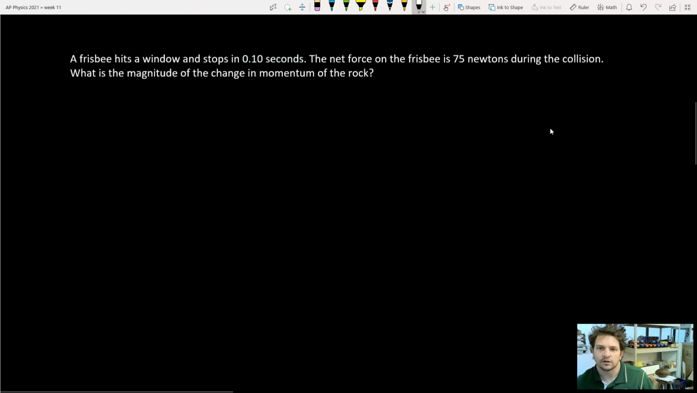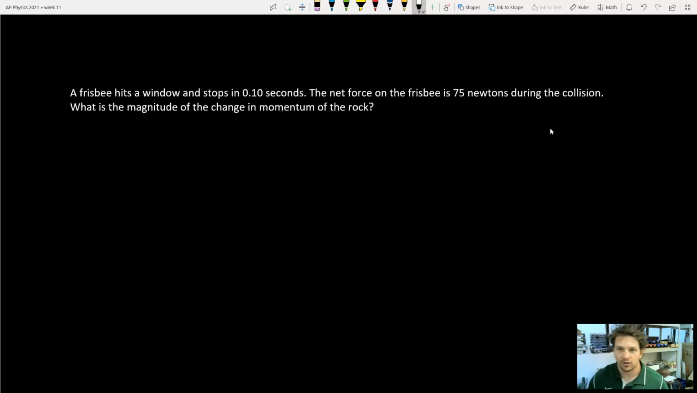All right, let's take a look at the next one. A Frisbee hits a window and stops in 0.10 seconds. So that's our time. I like to write things down as we get to it. The net force on the Frisbee is 75 newtons. What's the magnitude of the change in momentum?